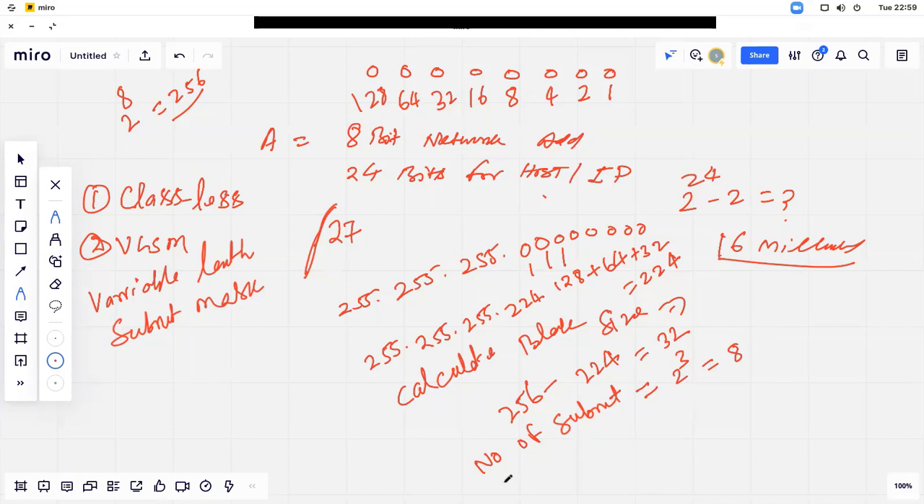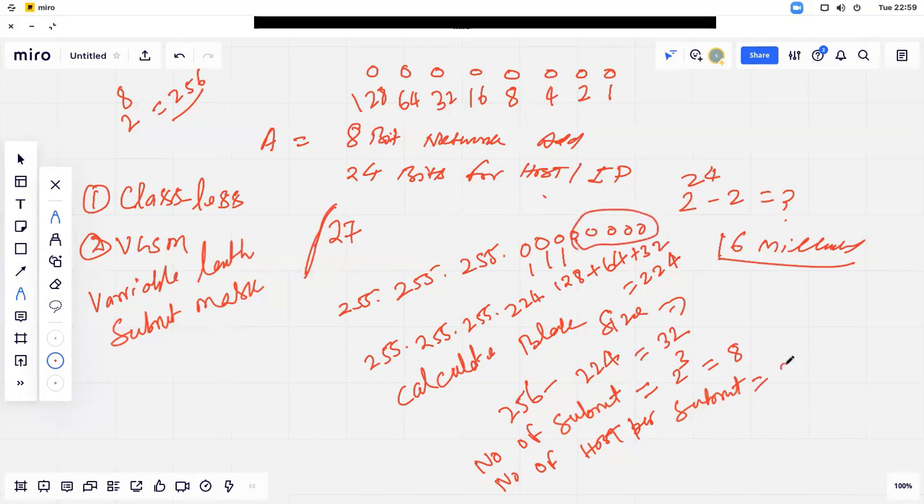Next, we need to calculate the number of hosts per subnet. We have a total number of subnets, or networks, of 8. So how many hosts or how many IPs will we get in each subnet? To calculate that, we need to see how many bits remain after taking 3 bits. So we have 5 bits now. These are the 5 bits remaining here.